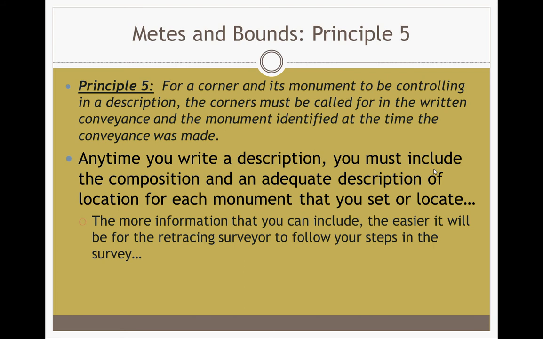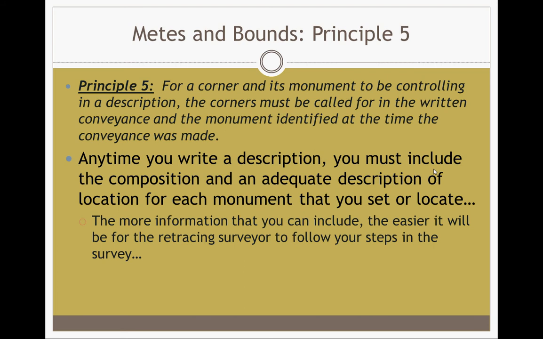For a corner and its monument to be controlling in a description, the corners must be called for in the written conveyance and the monument identified at the time the conveyance was made. Now, I want you to soak that in for just a minute. A corner and its monument. Corner, remember, is on a piece of paper. It's on the map. Monument is something in the ground. We assume it to be at minimum a half-inch rod, 18 inches long in Mississippi.